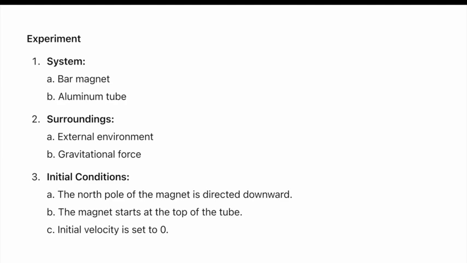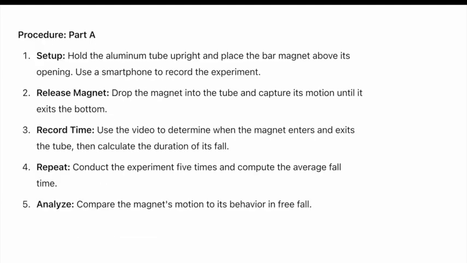And then our initial conditions were that the north pole of our magnet was directed downwards, and we determined this by using a compass. And then the magnet starts at the top of the tube, and initial velocity is set to 0. So our procedure, for part A, we had the setup.